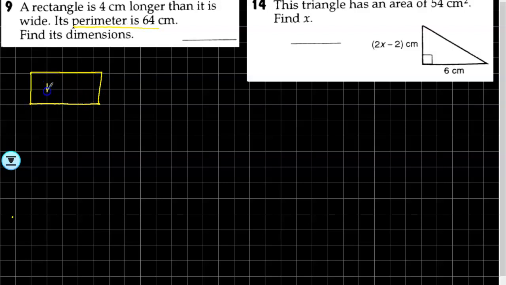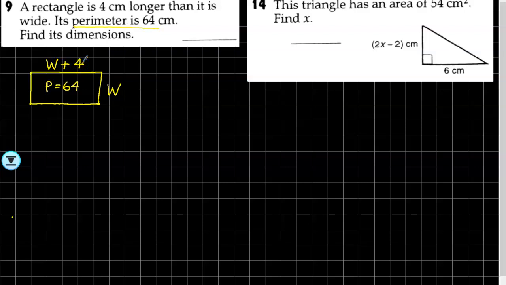So we know that the perimeter is 64. It says one length, we're going to call that the length, is 4 centimetres longer than it's wide. So if this is the width, how do we say this is 4 centimetres longer? Well, I hope you realise, yes, that is W plus 4.